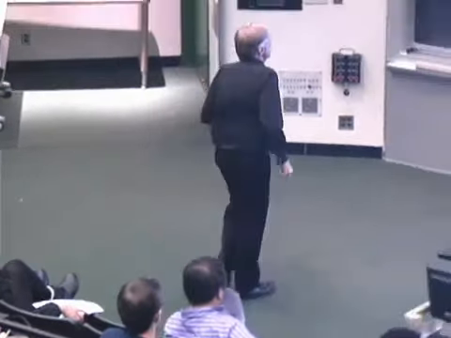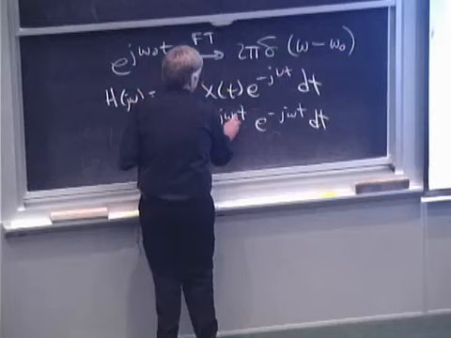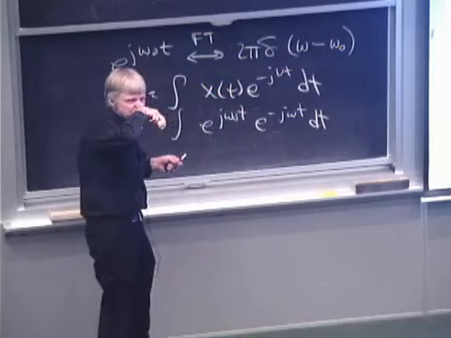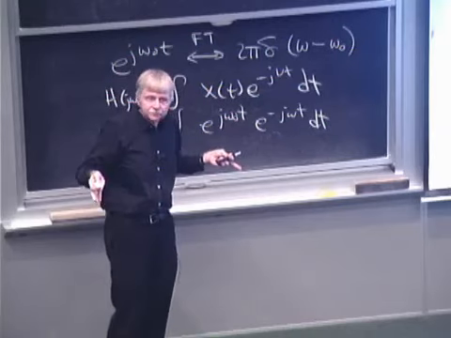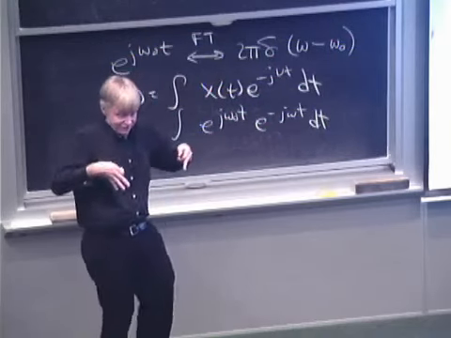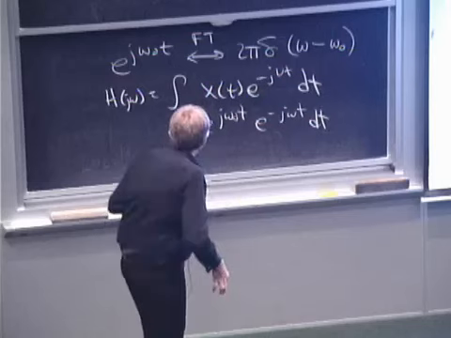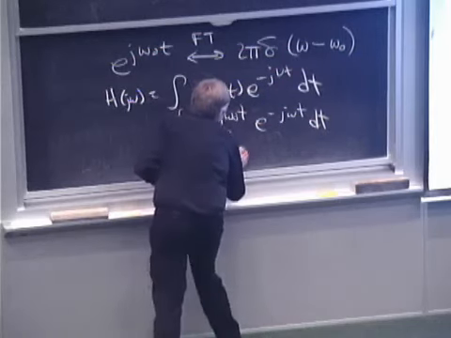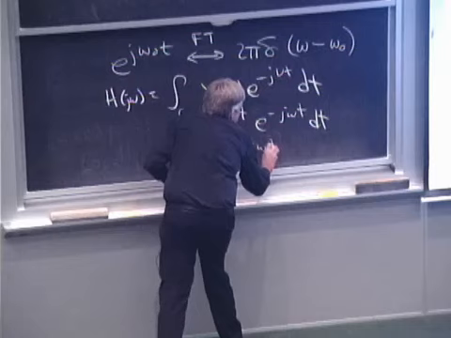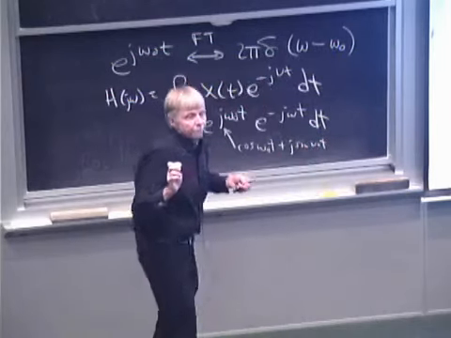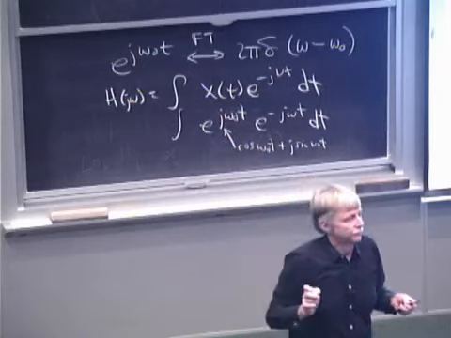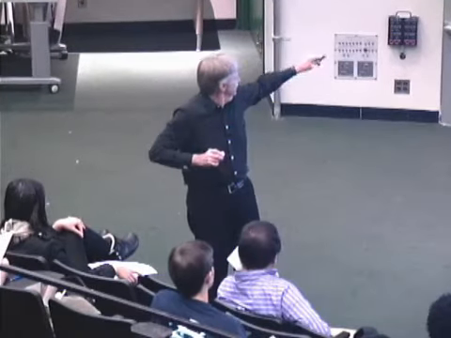What do we do when we see these sorts of things, e to the j omega naught t? How do you think about e to the j omega? It's a complex exponential. You can think about things like Euler's equation, right? So e to the j omega naught t, you might want to say, well, that's the same thing as cosine omega naught t plus j sine omega naught t.